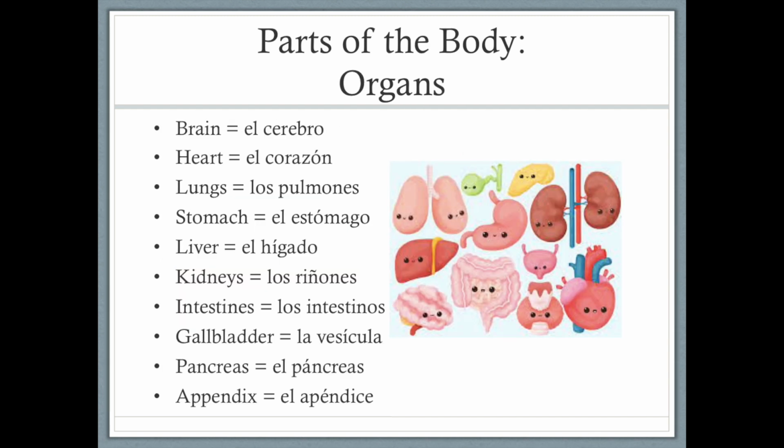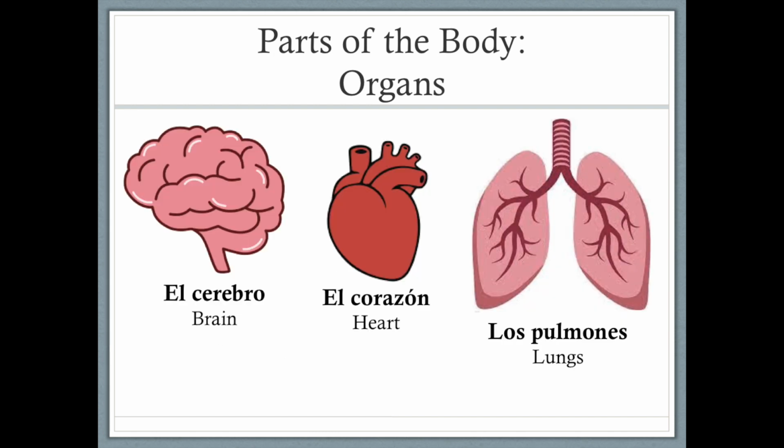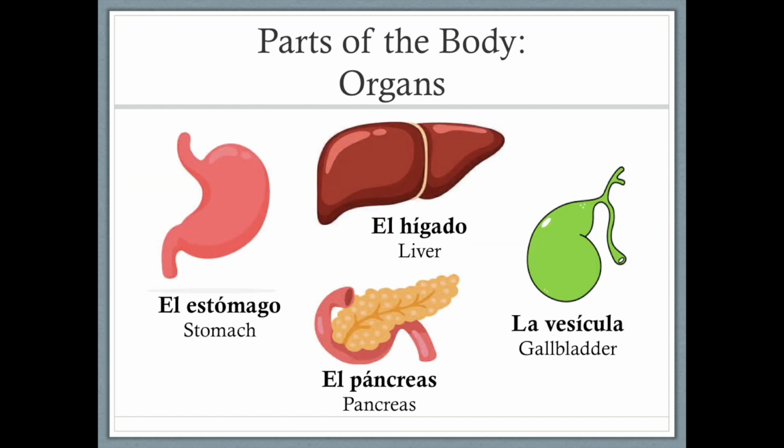Now let's go through some of the major organs. El cerebro is the brain, which is very similar to the word cerebral in English. El corazón is the heart, and los pulmones are the lungs. And if you'll notice, this is very similar to the word pulmonary in English. Los pulmones is pluralized because there are two lungs, but if you were referring to just one lung, it would be el pulmón. El estómago is the stomach.